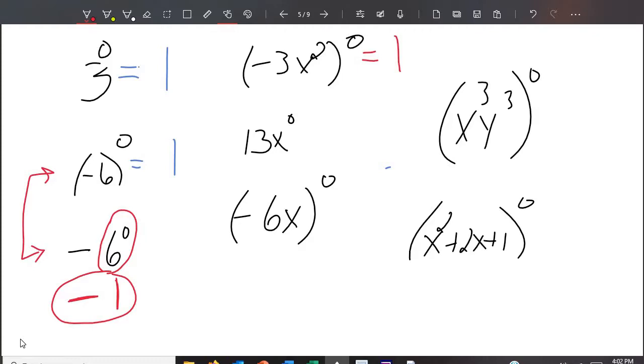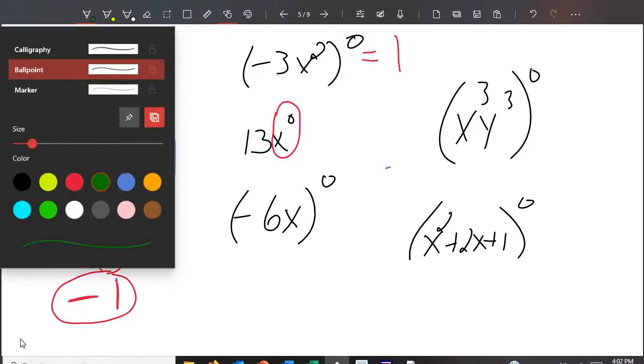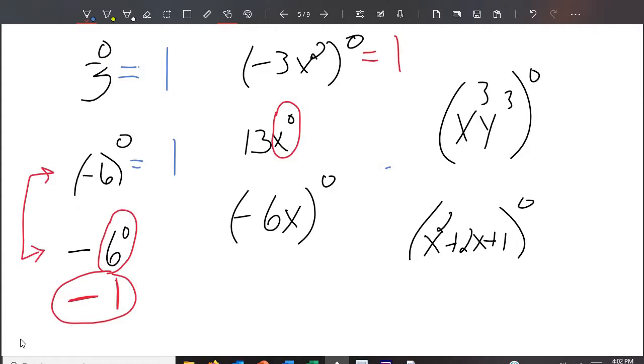Now 13x to the 0 is similar to negative 6 to the 0. The x is the only thing that has the 0. So the 13 is still there. X to the 0 is 1, and 13 times 1 is 13. So where the 0 is makes a big difference, y'all.